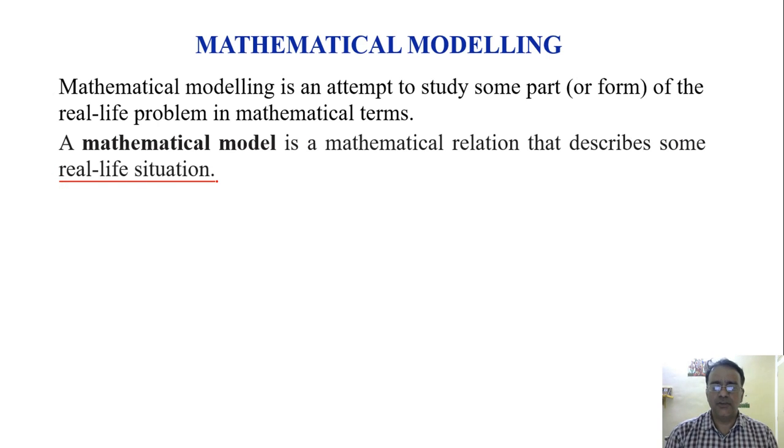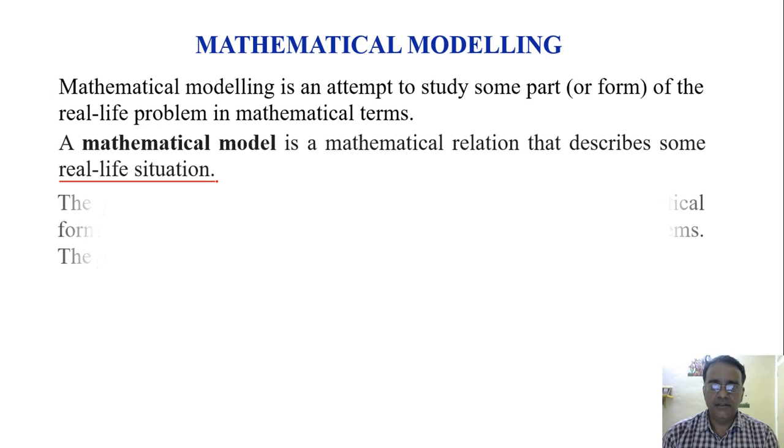For example, you have solved problems in simple interest using the formula for finding it. The formula or equation is a relation between the interest and other quantities that are related to it, that is the principal, rate of interest, and the time period. That formula is an example of a mathematical model. So a mathematical model is a mathematical relation that describes some real life situation.